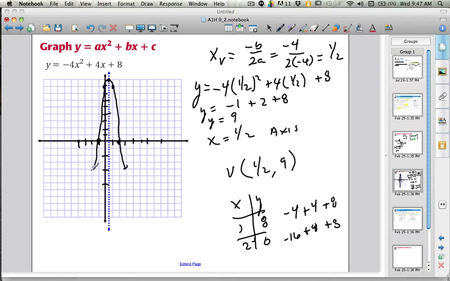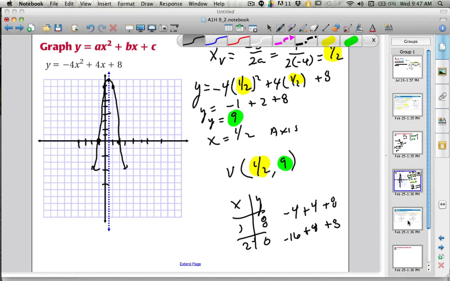Okay, so to graph a quadratic function, I'm going to find the x-coordinate of the vertex. Once I have the x-coordinate of the vertex, I'm going to plug it in to find the y-coordinate of the vertex. Once I find the y-coordinate of the vertex, I know where the vertex is. The axis of symmetry is always a vertical line passing through the x-coordinate of the vertex. Then I do 2 points to the right, match them to 2 points to the left using symmetry, and I've got my graph.